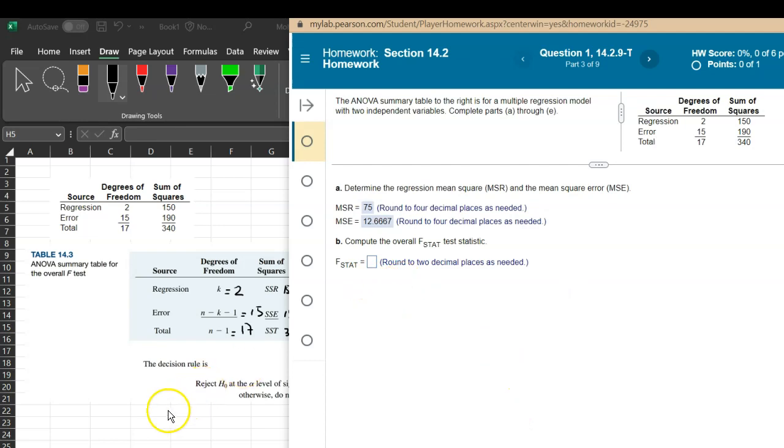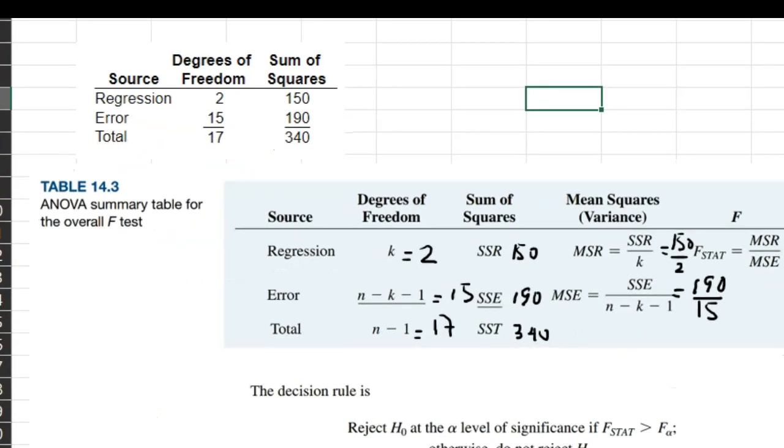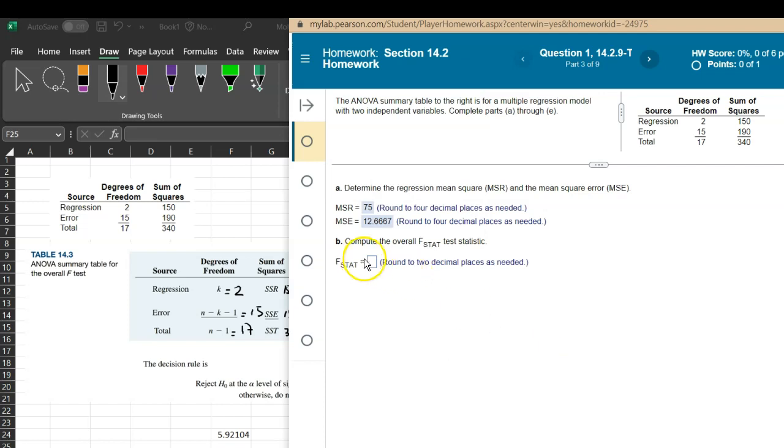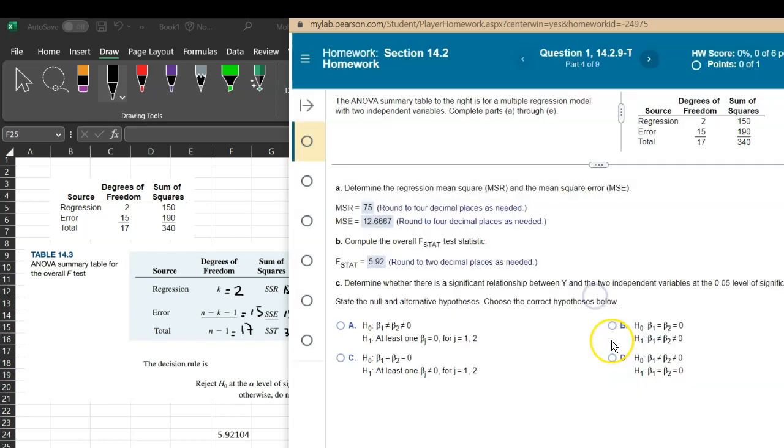So the F statistic, according to my formula, is the two values that we found, the MSR, which is 75, divided by 12.66, and so forth. Again, let's do it either on the calculator, or even on Excel. We can type equal sign 75 divided by 12.6667. And that's going to give me 5.92104. They want 2 decimal places, so it's going to be 5.92. All right, that's good.